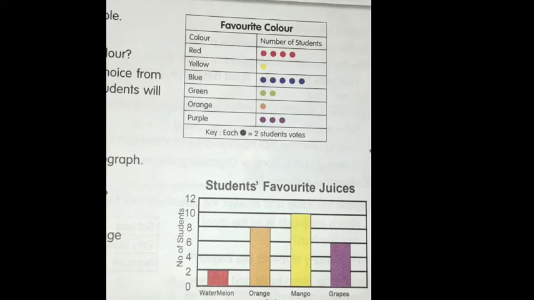4 circles are there. 4 twos are 8. And the yellow is only 1 circle. Okay, 1 circle equals 2 students. Yellow is 2 students. And the blue, 5 circles are there. 5 twos are 10 students. Now the green, 2 circles are there. 2 twos are 4. And the orange is only 1 circle, 2 students. And the purple is 3 circles, 3 twos are 6.